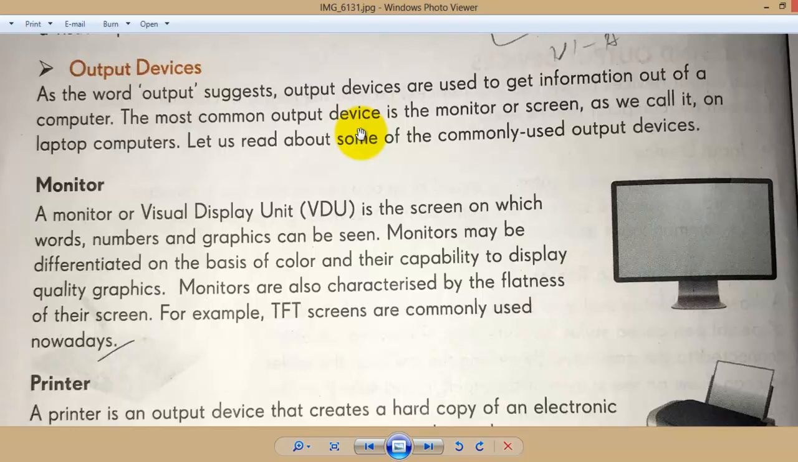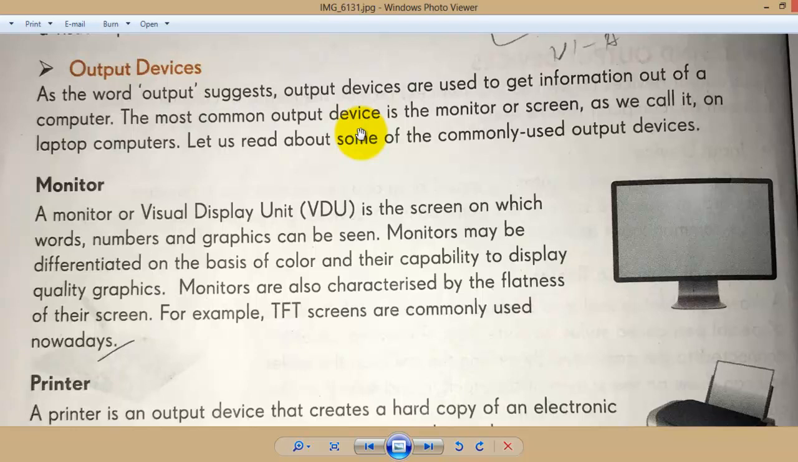The most common output device is the monitor or screen as we call it. Let us read some about the commonly used output devices. Now we are going to see some of the devices that we use commonly in our day-to-day life. So what are those output devices? Output devices are those devices which we use to get information from the computer.